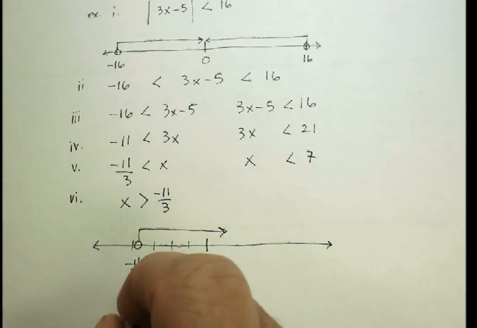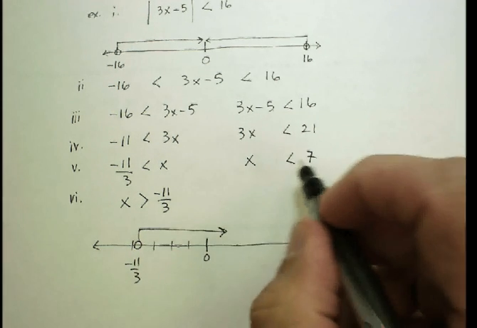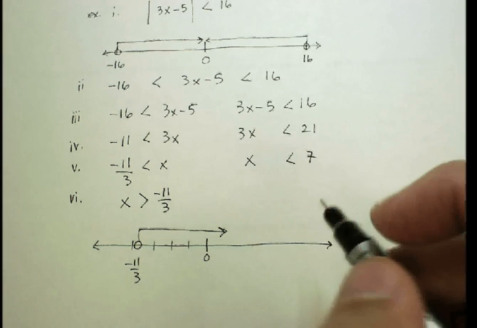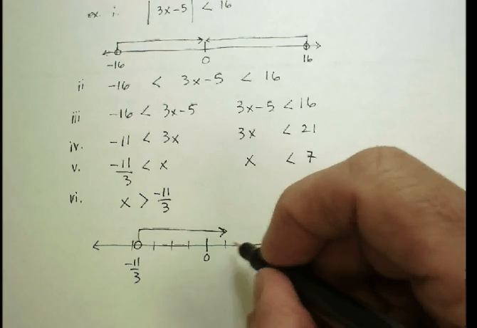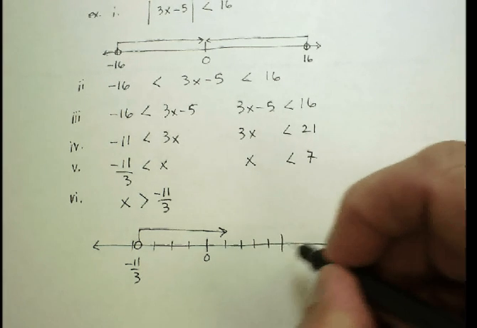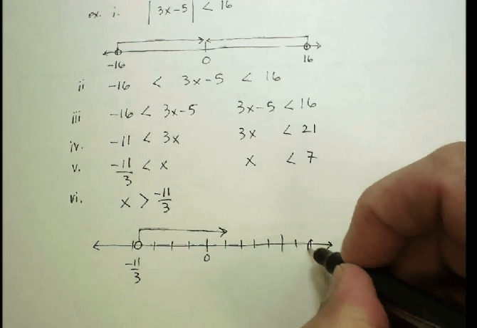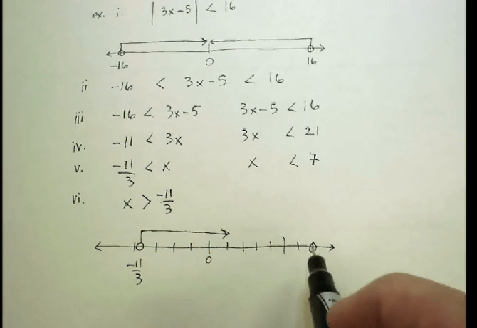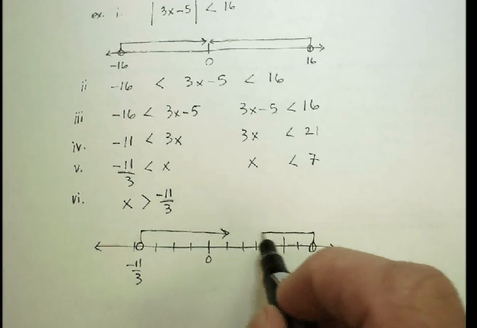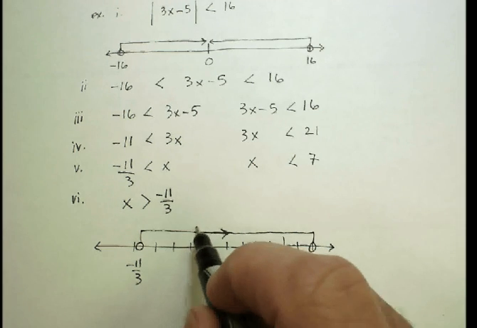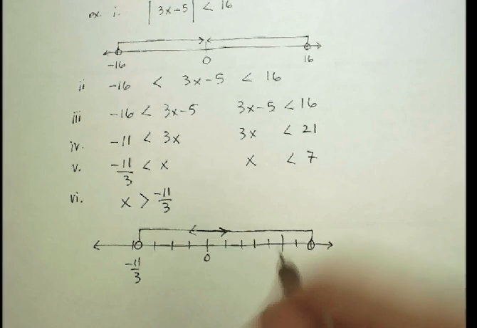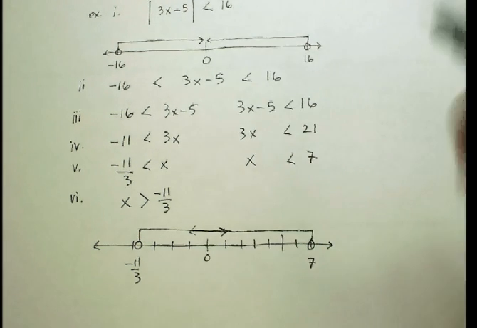Negative 11 thirds. I'm also saying that my x is going to be less than a positive 7. So 1, 2, 3, 4, 5, 6, 7. And again, follow my arrow, and it's going that way. Let me just mark that. So I've just solved this problem.